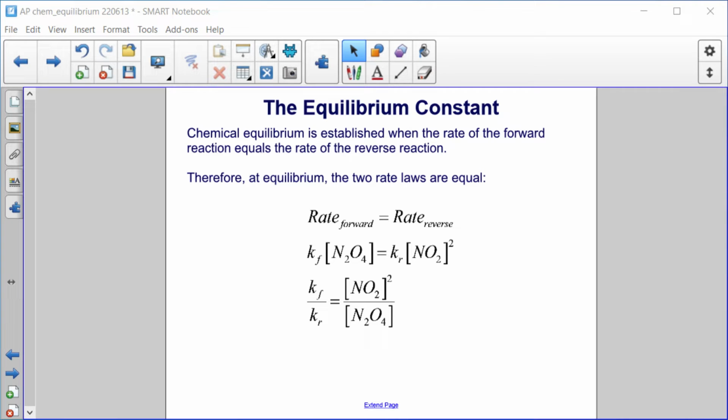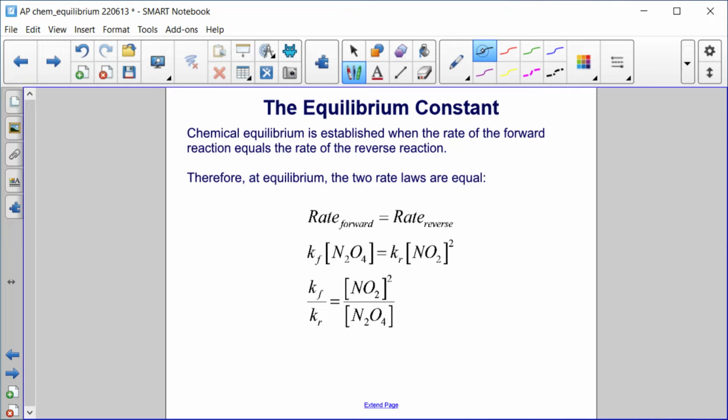So chemical equilibrium is established when the rate of the forward reaction equals the rate of the reverse reaction. Therefore, at equilibrium, the two rate laws are equal. So the rate of the forward reaction is equal to the rate of the reverse reaction. And so I've substituted here the rate law: k forward, the forward rate constant, times the concentration of N2O4 equals k reverse, the reverse rate constant, times the concentration of NO2 squared. And I've just solved here.